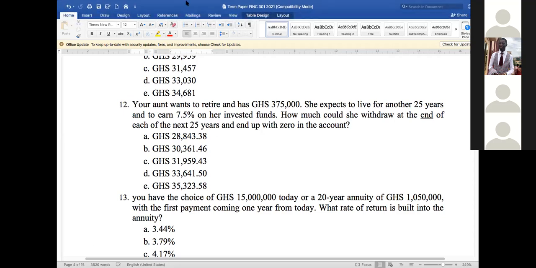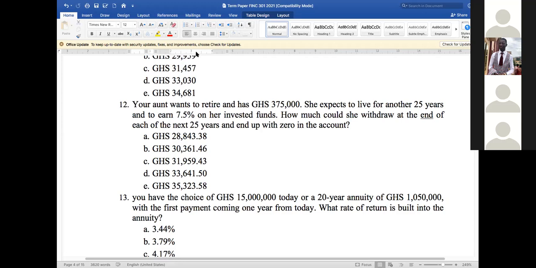This is today's money, is that not so? What value, what name? You have the formula in mind. What is 375,000? PV. Your aunt wants to retire and has the money, 375,000. When does she have it? Today, is that not so? So that is your present value. And she expects to live for another 25 years. What is that 25? N. Okay, that is your N. And to earn 7.5% on her invested funds. What is that? R. Interest rate.